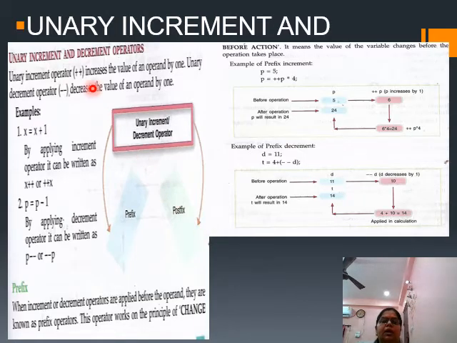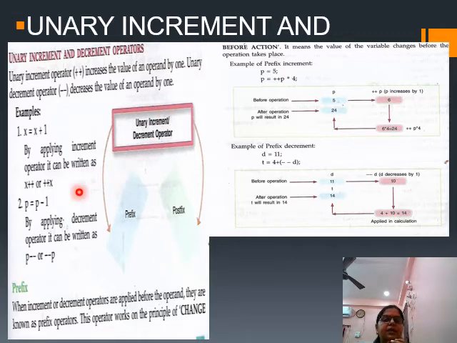Now unary increment and decrement. As previously learned, unary operators work on only one operand, and they include increment and decrement operators. Increment operator means increase the value by 1, and decrement operator means decrease the value by 1.